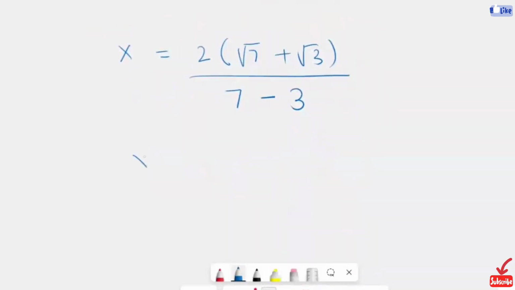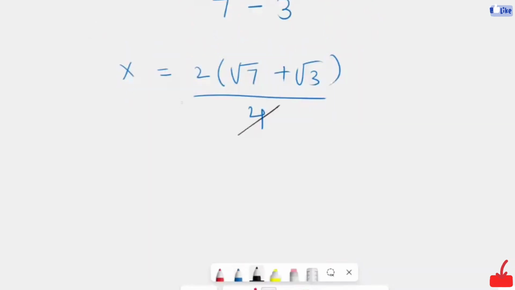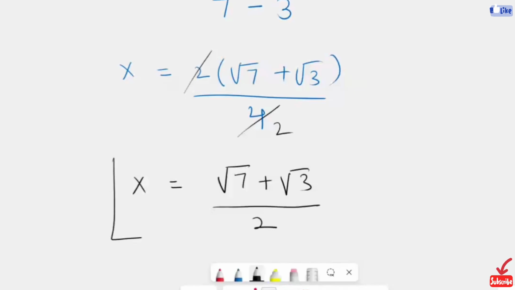Now this will turn to x is equal to 2 bracket root 7 plus root 3 over 4. This gets cancelled by 2 and we get x is equal to root 7 plus root 3 over 2. This is our final answer.